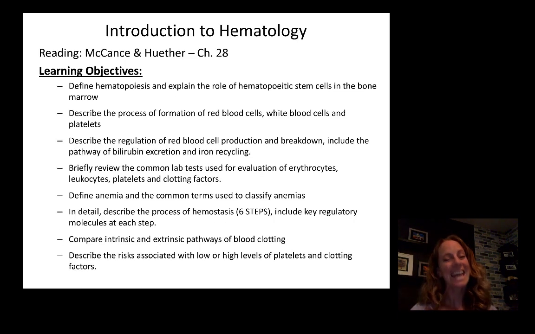Okay. Again, as I said, just a quick introduction. We have a lot more to do for hematology, but for now, this is where we are, and this is enough. Let me know if you have any questions.